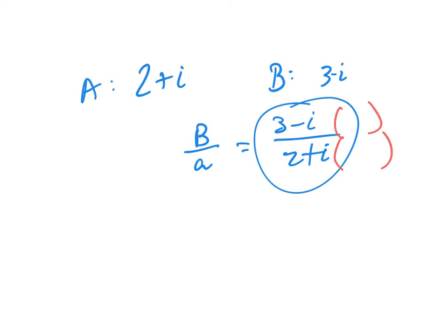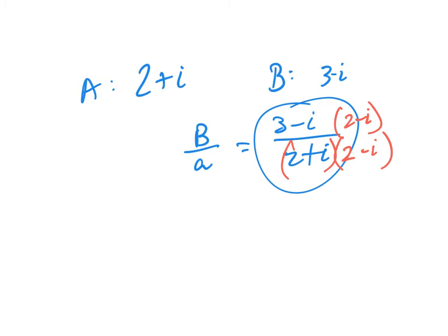What the heck's the conjugate again? It's 2 minus i. The other one was 2 plus i. This is 2 minus i. I'm just doing that so that I'm going to end up with an i squared. The i squared turns into a -1, and then I don't have an i on the bottom anymore.